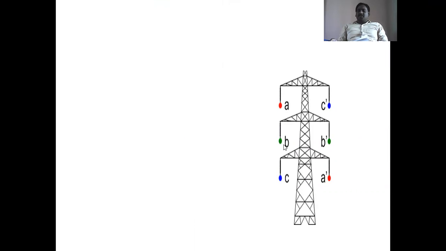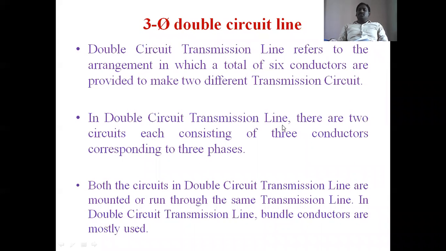This is phase A, phase B, phase C. In phase A, two conductors are there, two circuits: A and A dash, B, B dash, C, C dash. So in a double circuit transmission line, there are two circuits, each consisting of three conductors corresponding to three phases. Double circuits means two conductors in each phase. Those two conductors are combinedly called bundled conductors. That's why both the circuits are mounted on the same transmission line.